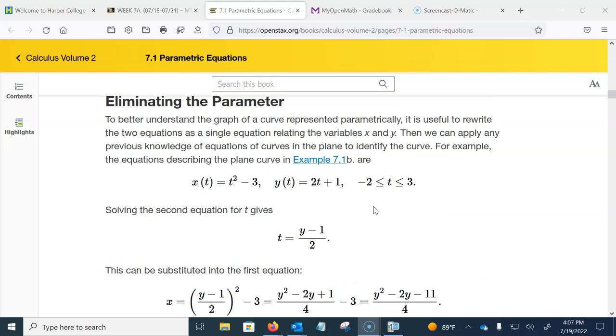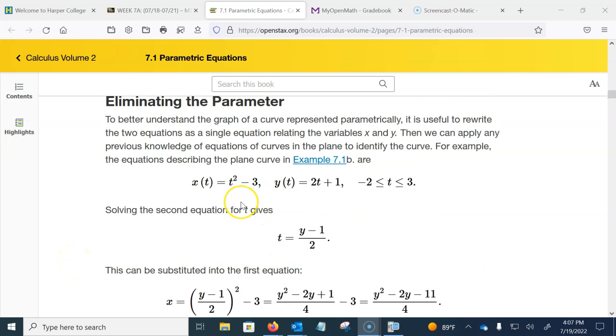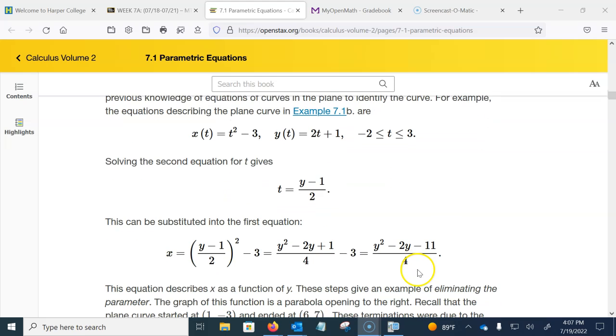Oftentimes when you do have a set of parameterized equations, it's because the graph itself is not a function. So this is one of those classic cases. We take one of the equations, solve for t, substitute back into the other one, and we get a relationship, in this case relating x in terms of y. All right, so there's our first example of converting a set of parametric equations into an equation where we've eliminated the parameter t.